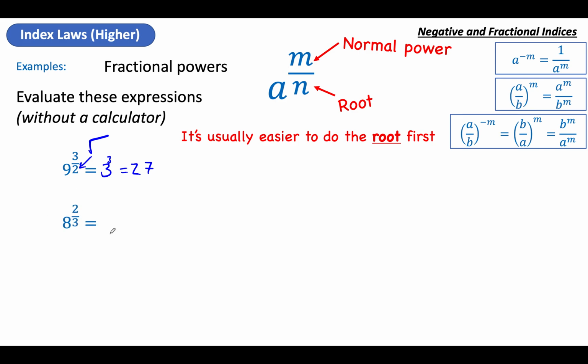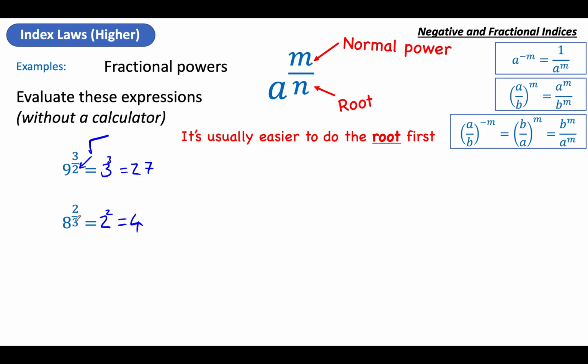Same again here. Right. I've got a fractional indices, fractional power here. The bottom number is the root. It's a 3. So that means a cube root. I need to do the cube root of 8. Now, if you're not sure, you can do it on a calculator, but you need to learn these cube numbers. 2 cubed is 8. 2 times 2 times 2. Right? So I've used up my bottom power. The top one, this 2, that's still there because I haven't used it. But now I do it. I do 2 squared, 2 times 2, which is 4.